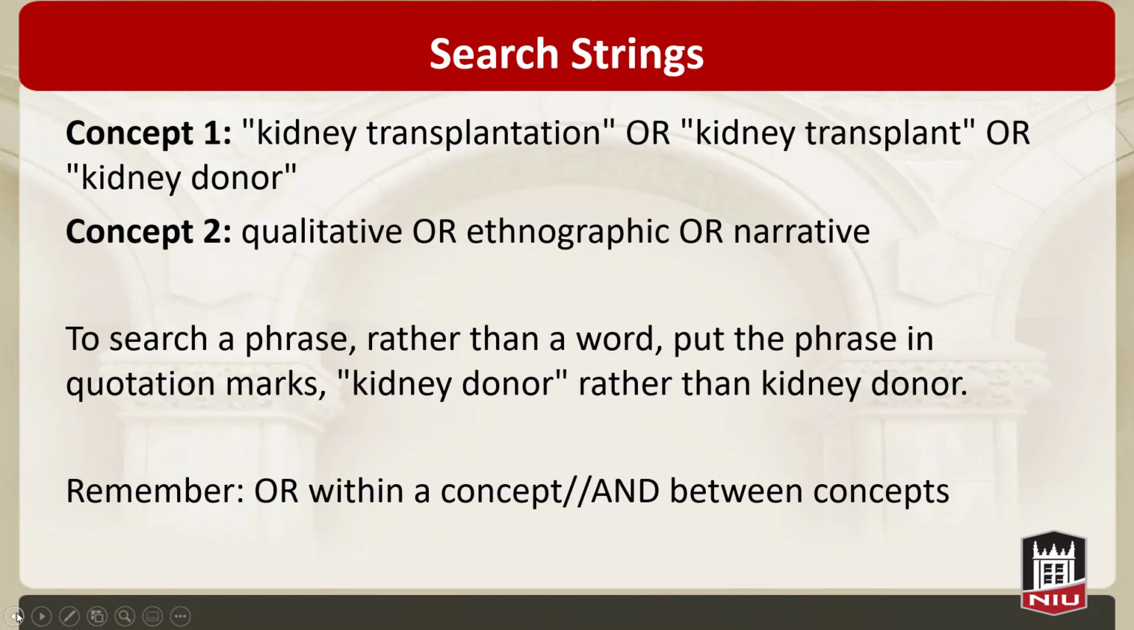Using these principles, we create separate search strings for each of our concepts. We connect our first concept, kidney transplantation, with its new synonyms, kidney transplant and kidney donor, with the word OR. We repeat the process with our second concept. We use qualitative OR ethnographic OR narrative.